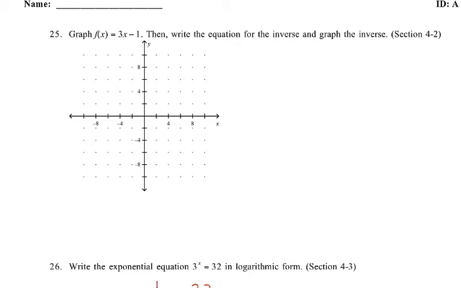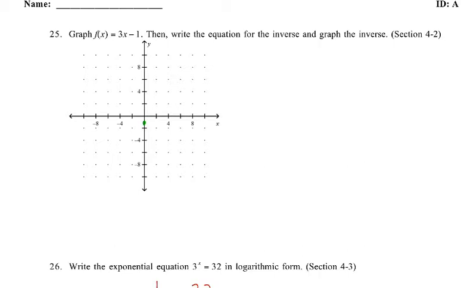Number 25 says graph f of x equals 3x minus 1. Well, before we go on, let's just start off with that. So 3x minus 1 as a graph means it's got a y-intercept at -1. Remember, each tick mark here is worth 1. Or sorry, it was worth 2, so it's halfway.